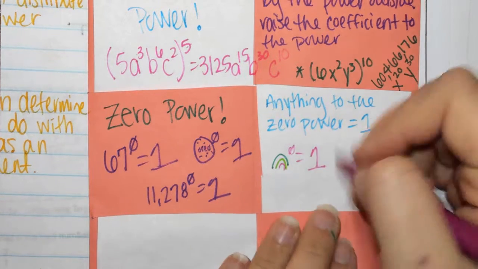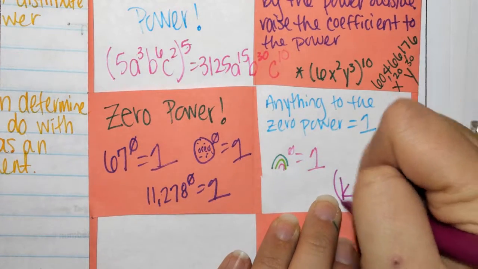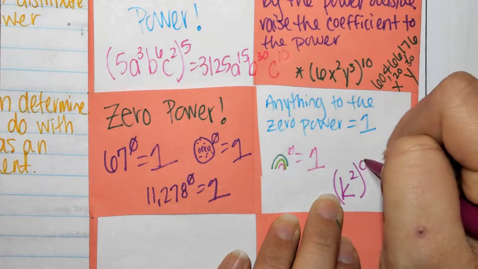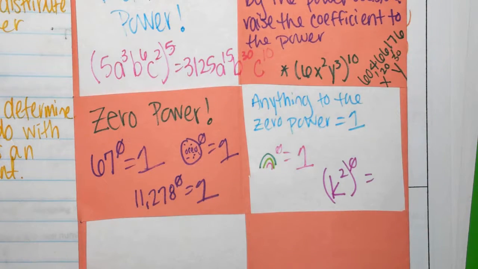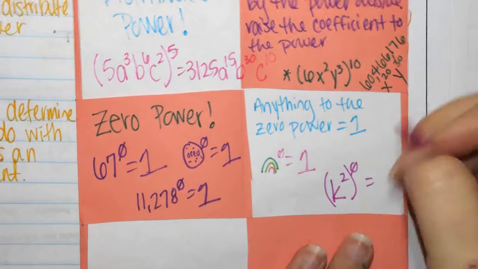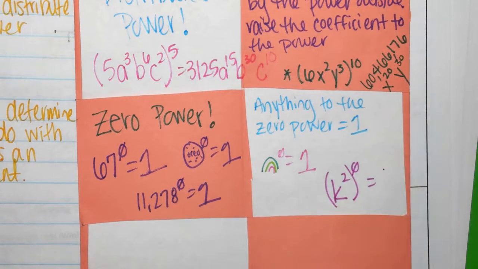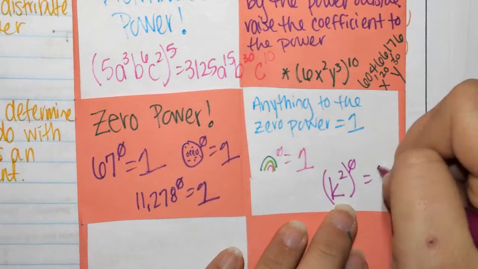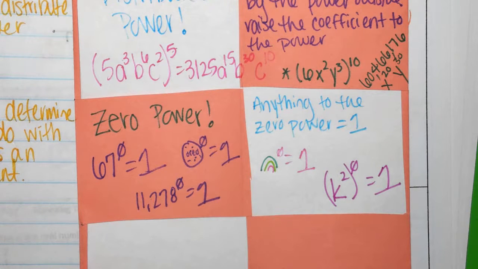What about k? What if I said k squared to the 0 power? What would that end up becoming? 1. That would be 1, because 2 times 0 is 0, and then anything to the 0 power is 1.